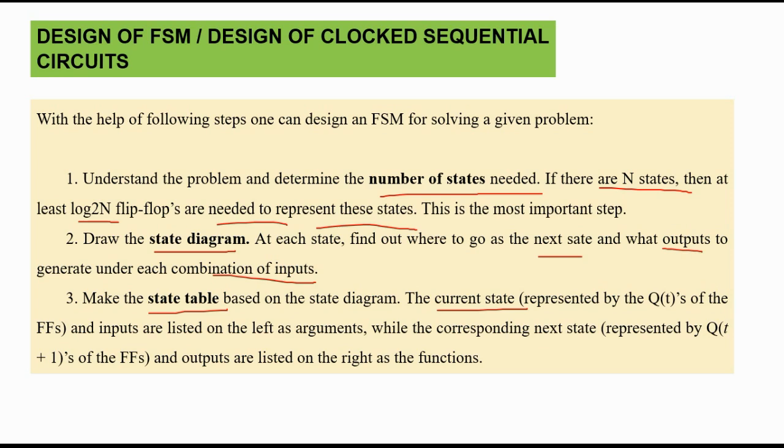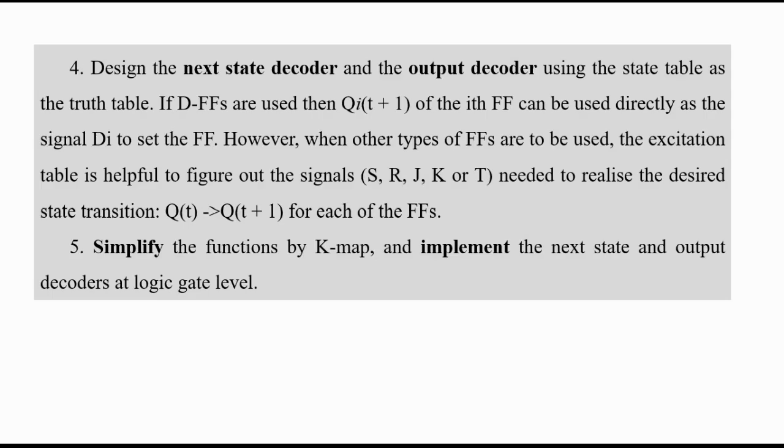This is about the third step, and the fourth step is to design the next state decoder and output decoder using the state table. If D flip-flops are used, then Qi plus 1 of the flip-flop can be used directly as the Di to set the flip-flop. That means if you give the input as logic 1, you will get the output as logic 1. So that's why I have done this step.